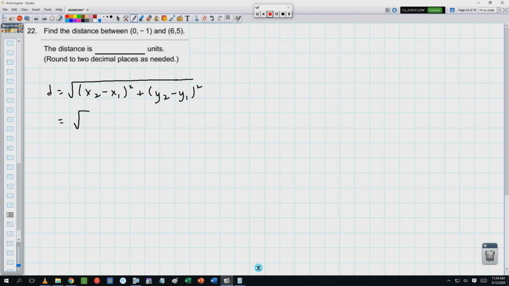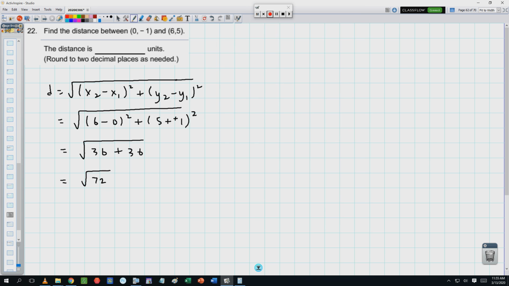So D would be equal to, let's subtract the 2 x's, so that'll be 6 take away 0. And subtract the 2 y's, 5 take away -1. Both of those squared. 6 take away 0 squared is 6. Square that'll be 36. 5 take away -1, that's 6 also. Square that is 36. 36 and 36 add together to be 72.